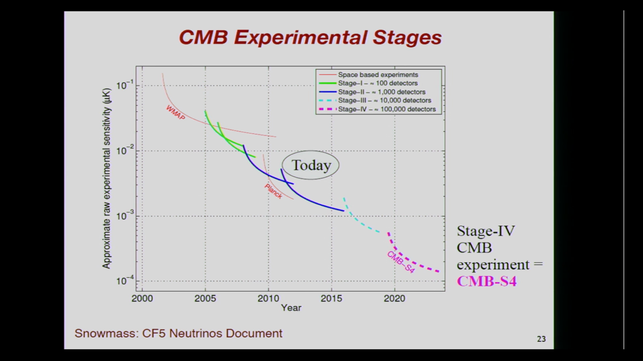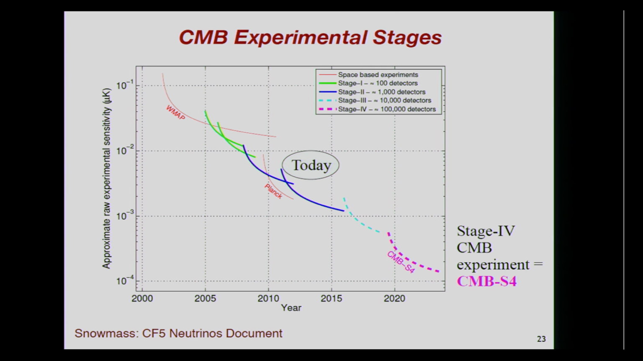So as part of the Snowmass process, the CMB community came together to come up with a concept for the next generation Stage 4 CMB experiments. And you can see that there's nothing that will fundamentally limit us sensitivity-wise. We can still continue to make ever larger focal planes with ever more sensitivity.